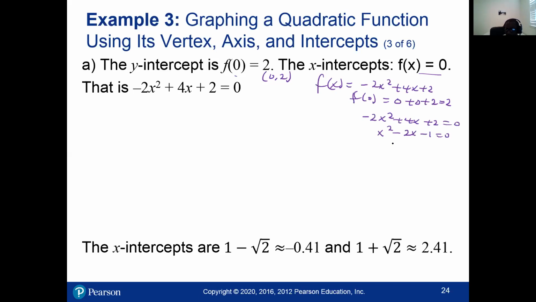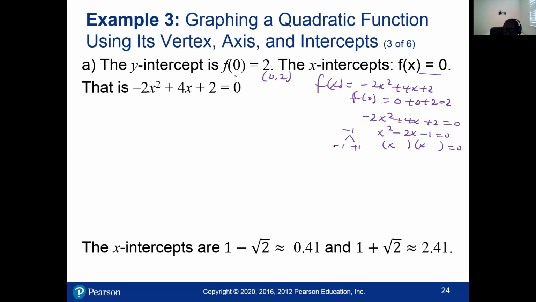So let's try to factor this. If we put x there and x there, 1 times minus 1 is minus 1. What are the factors of this so that when you add, you get minus 2? You need minus 1 and minus 1. But this doesn't work, because one has to be positive.